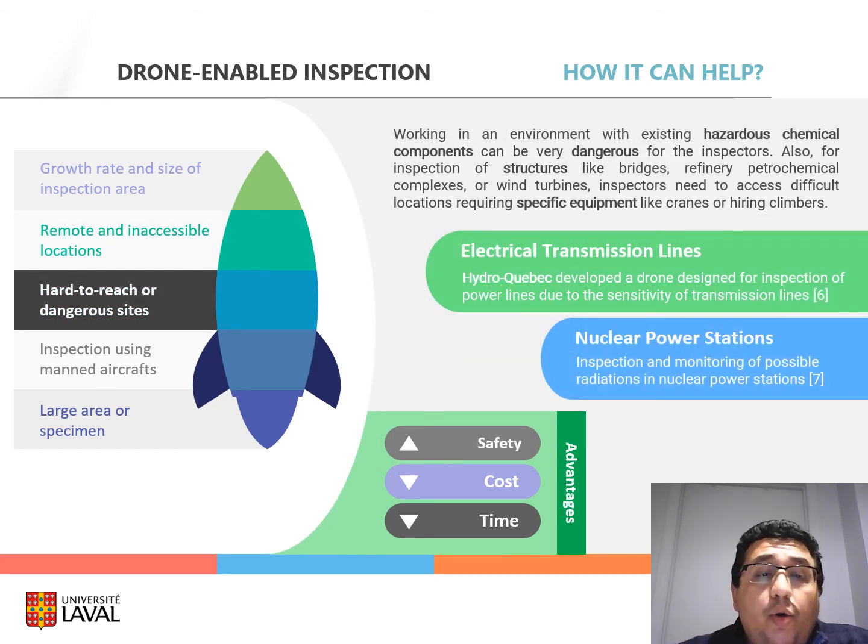Regarding hard to reach or dangerous sites, working in an environment with existing hazardous chemical components can be very dangerous for the inspectors. Also, for inspection of structures like bridges and wind turbines, inspectors need to access difficult locations requiring specific equipment. For example, Hydro-Quebec used aerial platforms instead of helicopters for inspection of transmission lines. Also, another study used an aerial platform for inspection of nuclear power stations. So we can summarize that drone-based inspection can increase the safety of the procedure.